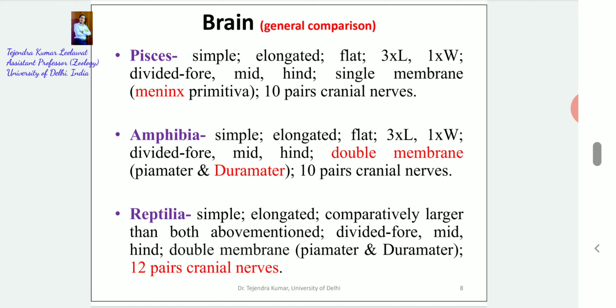In case of reptilia, it is also again simple and elongated, but comparatively larger than both above mentioned, means Pisces and amphibia, and divided again into forebrain, midbrain, and hindbrain. Double membranes are also present here, pia mater and dura mater, but here cranial nerves are increased, and these are 12 pairs.